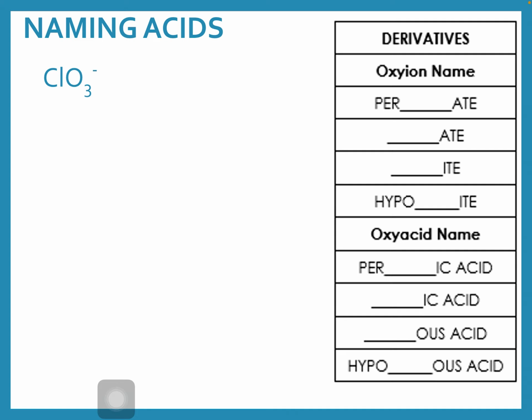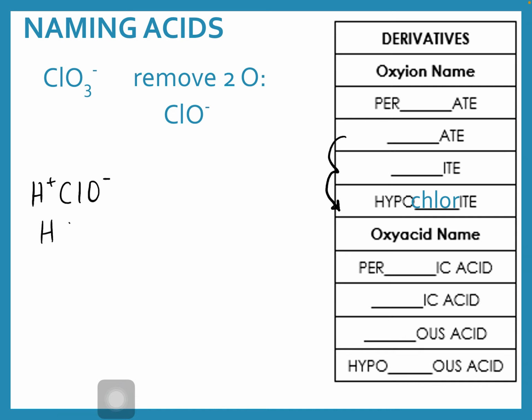And last one, if I remove 2 oxygens, then I would have ClO minus. And so removing 2 oxygens is down here. That's going to be called hypochlorite. And when a hypochlorite ion pairs with hydrogen to make an acid, I have HClO, and the name of that one is hypochlorous acid.